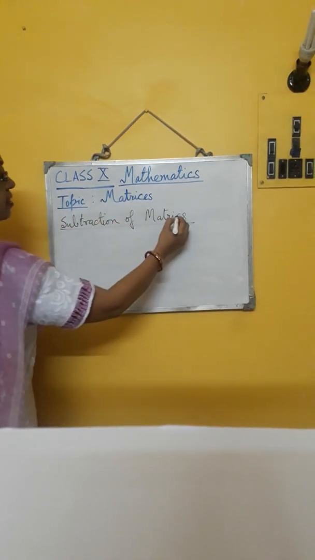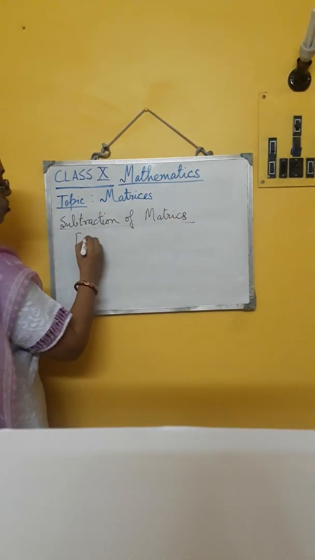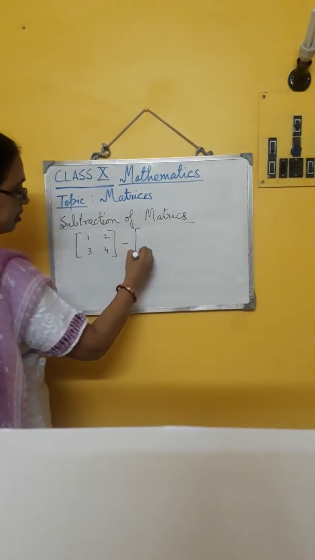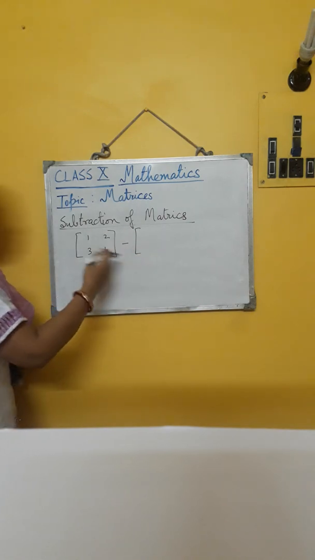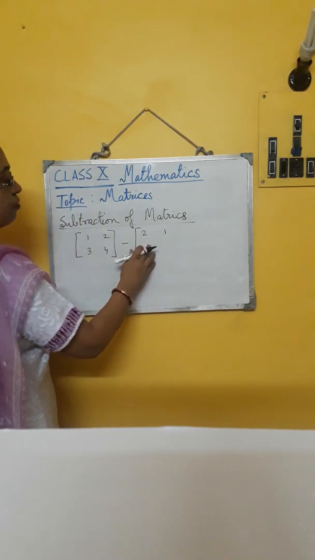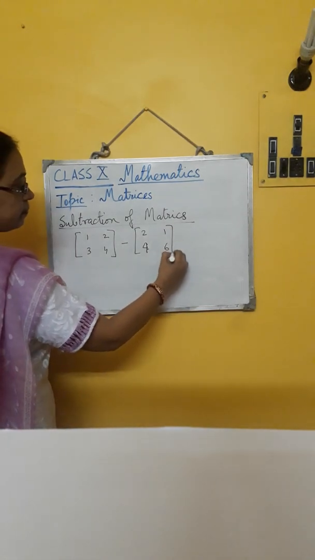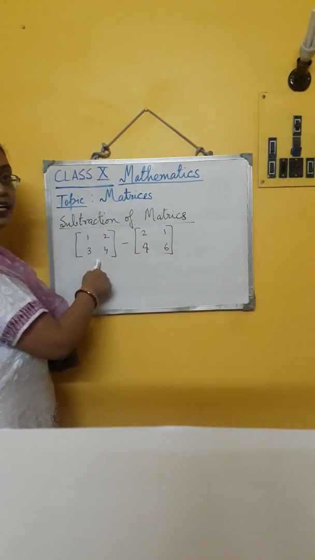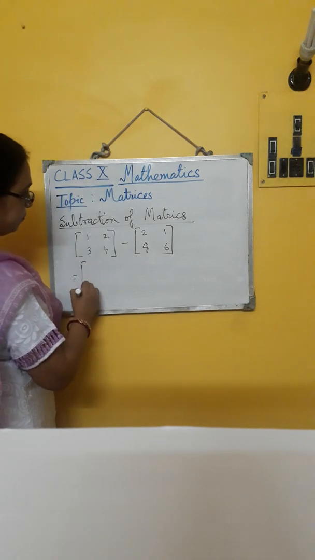We are coming to the subtraction of matrices. Here we put the values, say 1, 2, 3, 4, and we subtract the next. This is matrix A. We have another matrix, B. We write here, say 2, 1, 4, 6. This is matrix A, this is matrix B.